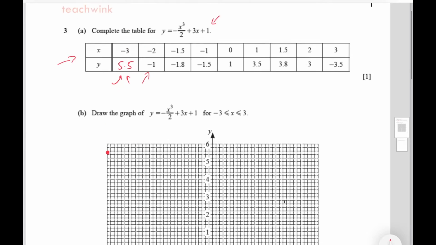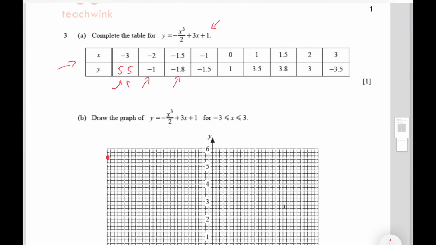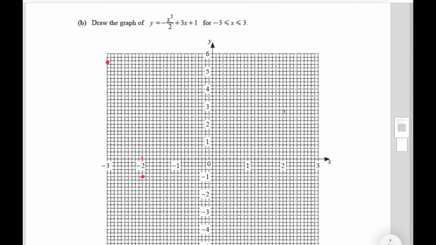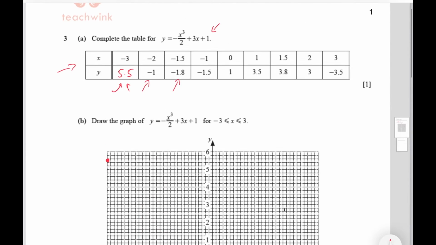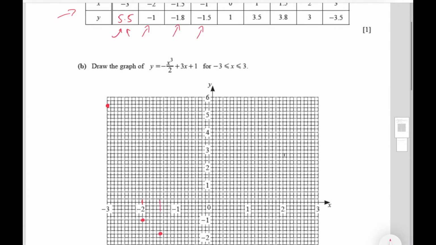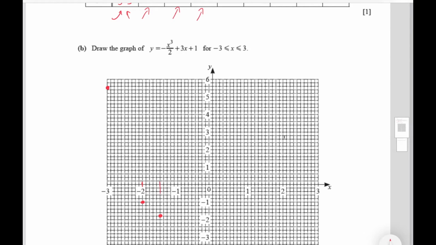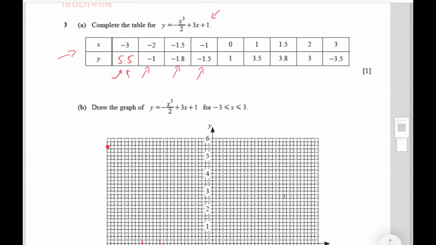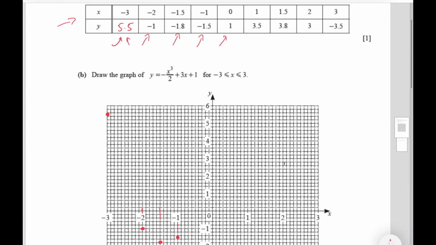Okay, and then let's plot the next value, which is negative 1.5 and negative 1.8. Negative 1.5 is 1 2 3 4 5 on this line, and then we had negative 1.8. So negative 1.8 is supposed to be over here. The next is negative 1 and negative 1.5. Yeah, so this would be different. Negative 1 is over here and negative 1.5 is supposed to be over here. The previous one was negative 1.8, not negative 1.5. Okay, the next one is 0 and 1. 0 and 1 is going to be over here.